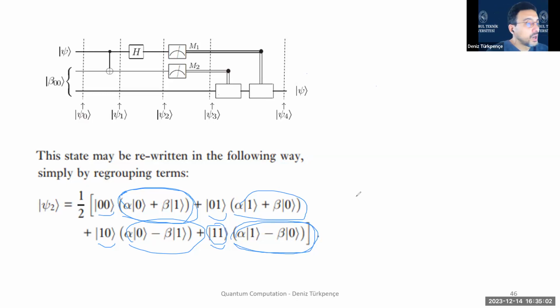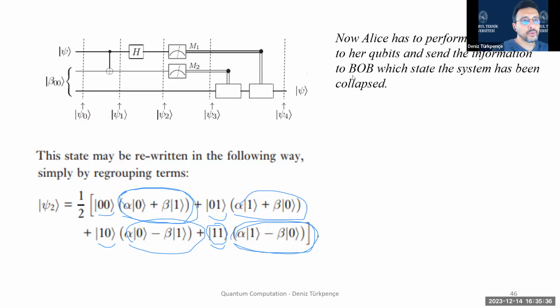But Alice cannot force her qubits to collapse to the desired state. What she can do is to send her results to Bob by telephone or by any classical communication channel. So this is called classical communication assisted quantum teleportation. Here, classical communication is necessary. To complete the teleportation, Alice has to perform measurement on her qubits and send the information to Bob, which state the system has collapsed to.